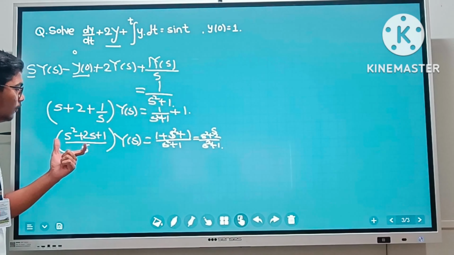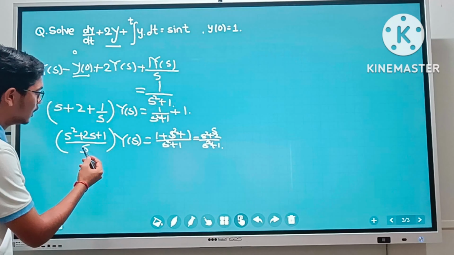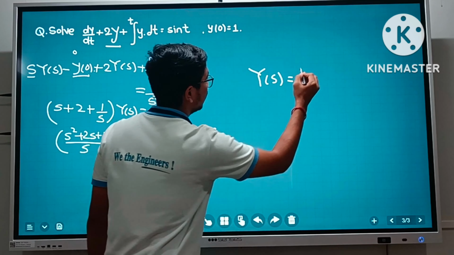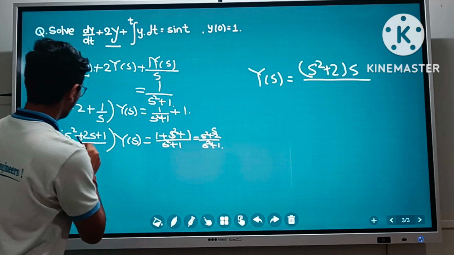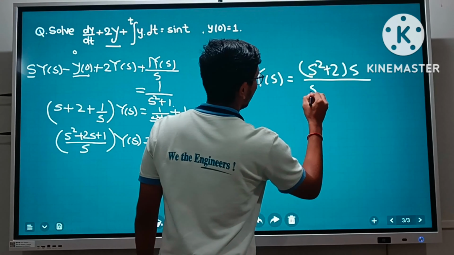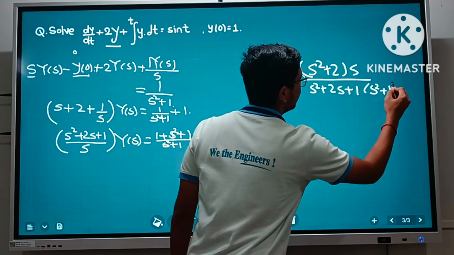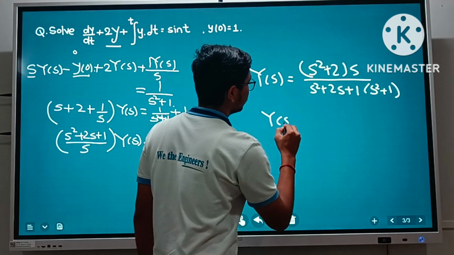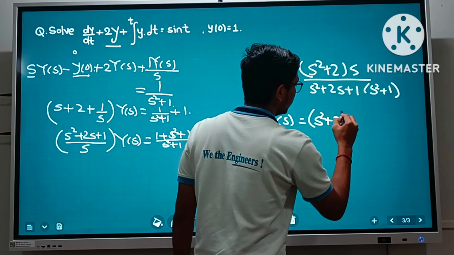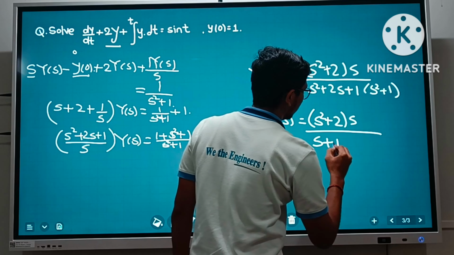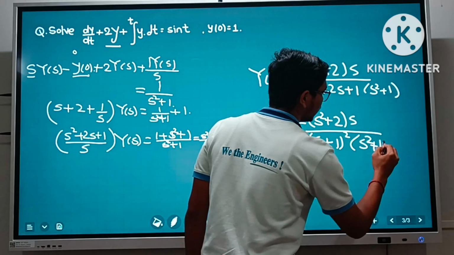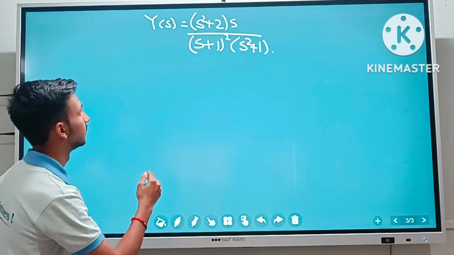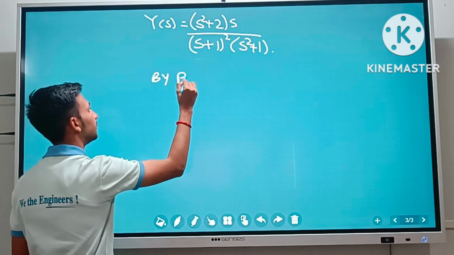After solving this, we have to take this term to the RHS. By shifting the denominator to the numerator, we can rewrite it as Y of s is equal to numerator over denominator of the RHS. Using the property of (a plus b) whole square, we can reduce this and rewrite it as Y of s equal to (s square plus 2) into s upon (s plus 1) whole square into (s plus 1). Here we cannot apply the inverse Laplace transform directly, so we use the partial fraction method.